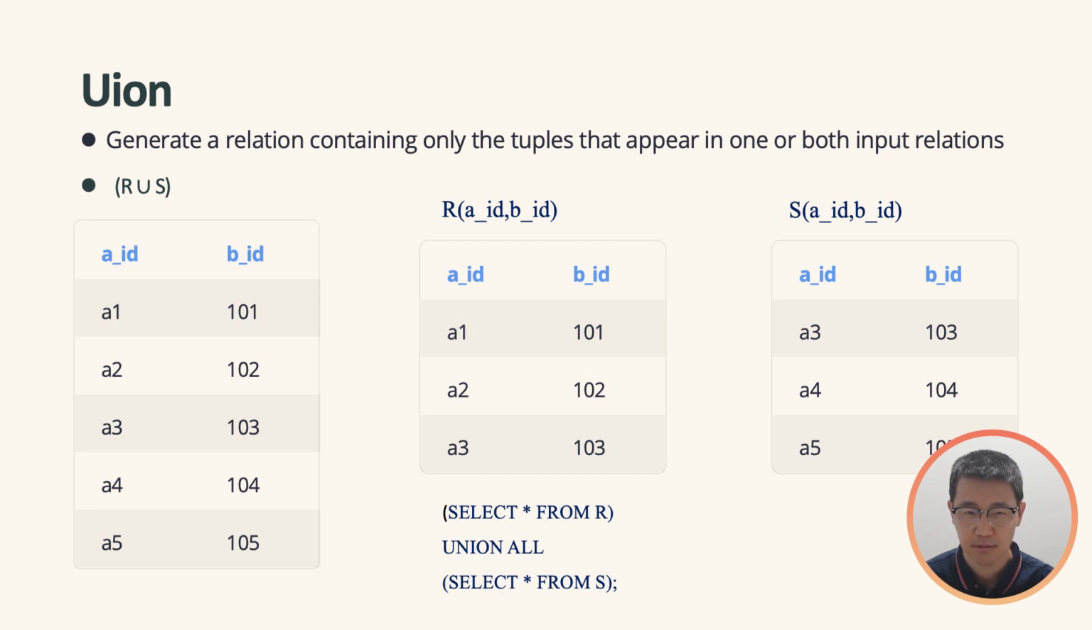In the database, the operation is originally select star from R, and then a corresponding union all select star from S is performed, and it is combined together. The result will be A1 101, A2 102, A3 103, and then another A3 103 because it overlaps with the previous one, essentially becoming a single data entry. Then A4 104, A5 105. This forms a new relation, which is essentially a union.